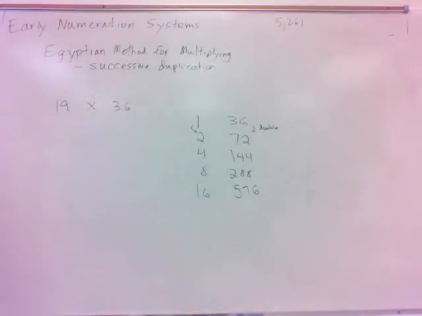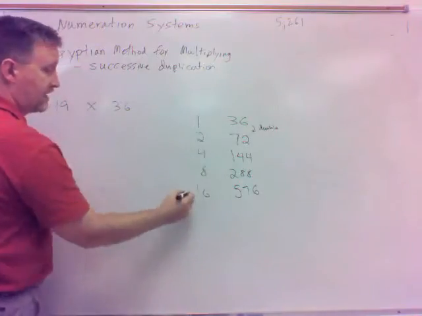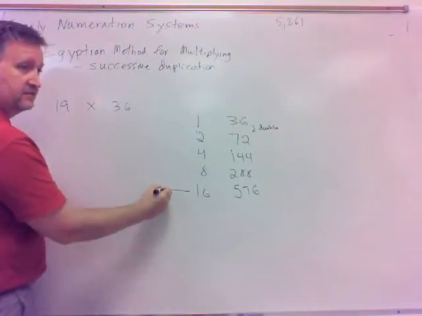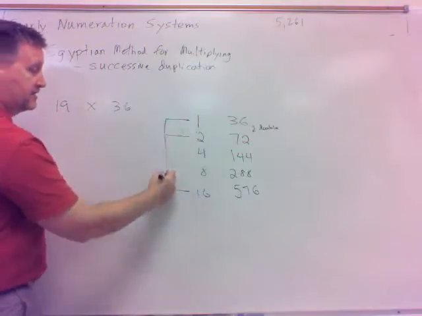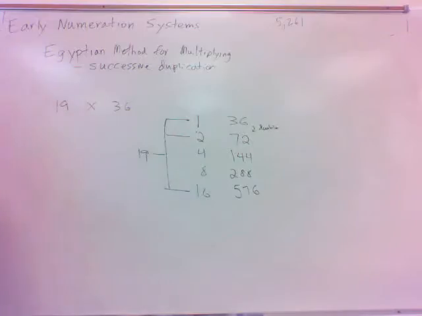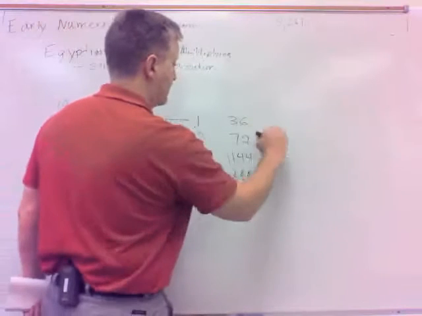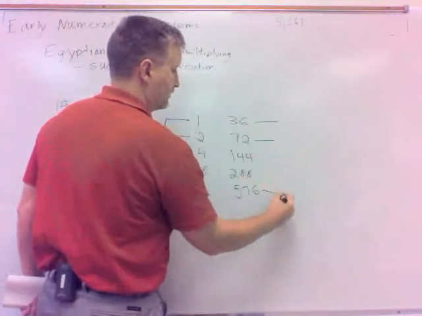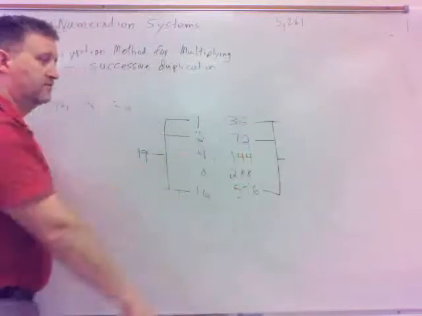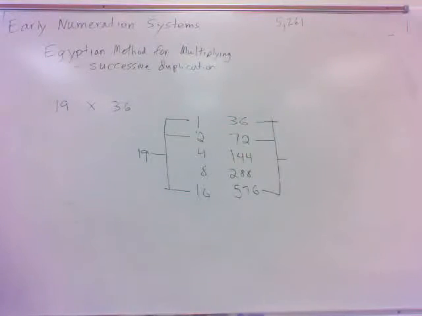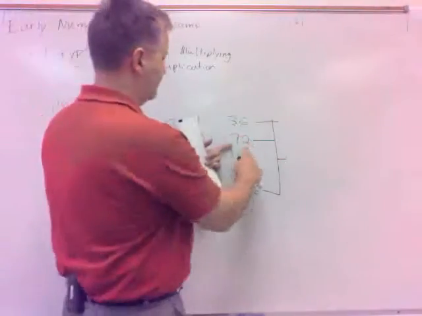So here's what I do: I just count the ones that add up to be 19. That would be 16 and what? 2 and 1, right? That would be 19. All right, so I'm just going to count those. To get the answer that I want, I count the ones that are directly opposite of those. So these add up to be 19. If I add the ones across from those, that should be the answer to 19 times 36. Let's see. So 36, 72, and 576.